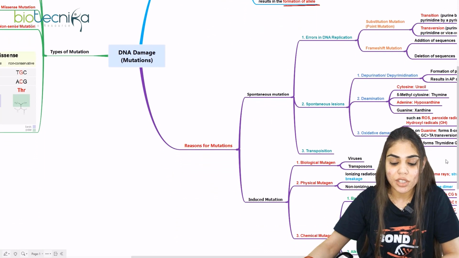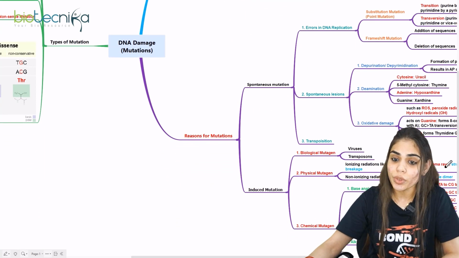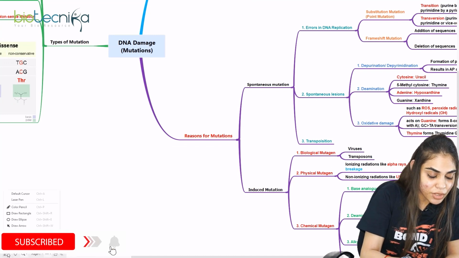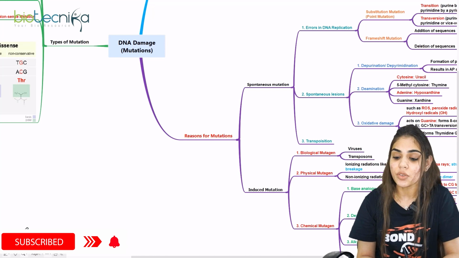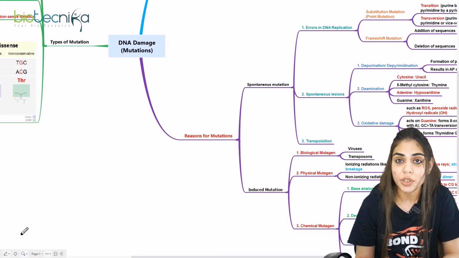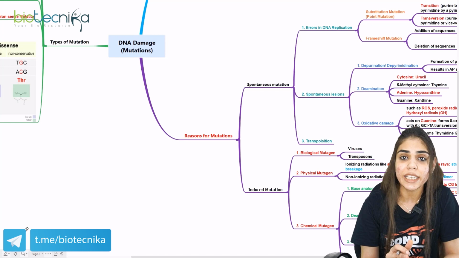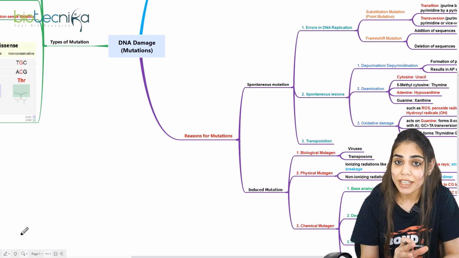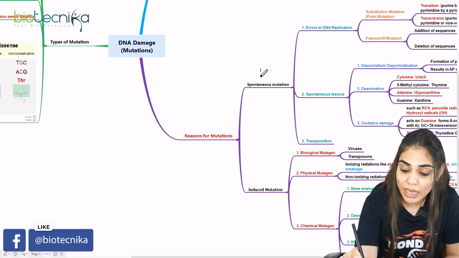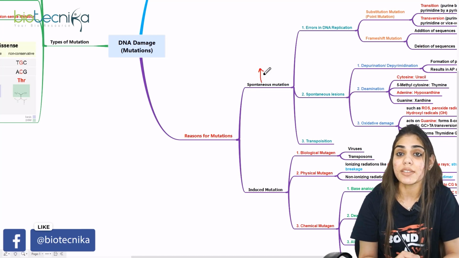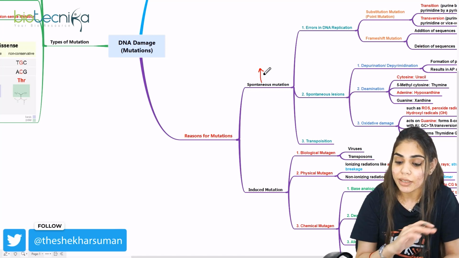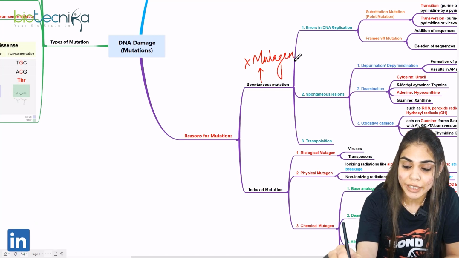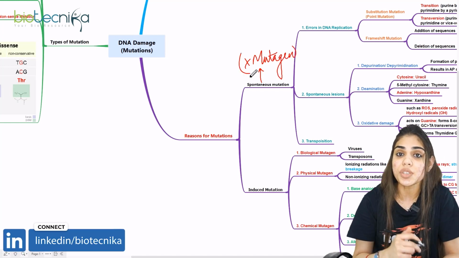So coming to the reasons for mutation, there can be two types. The first is spontaneous mutation and the other is induced mutation. Spontaneous mutation is a mutation that doesn't need any mutagen from outside. What do you understand by mutagen? An agent that causes mutation. As the name suggests, spontaneous mutation doesn't need any mutagen from outside. But induced mutation is induced from outside.